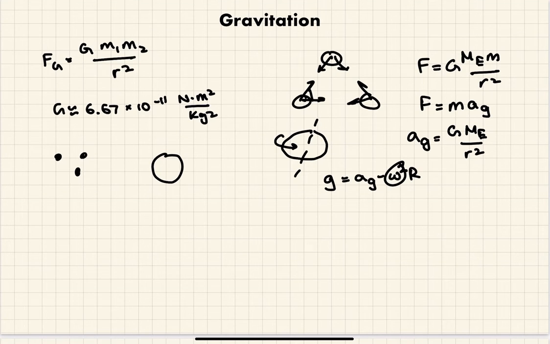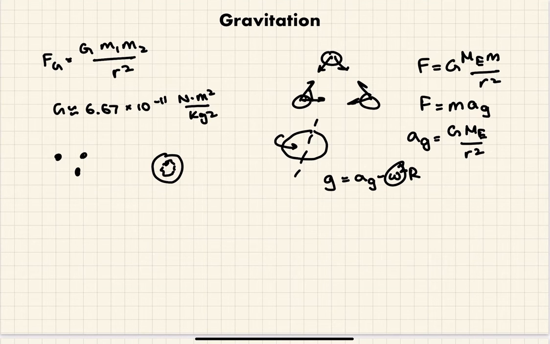Now, what if you have a solid sphere, like the Earth? If you're outside the solid sphere, again, we know what that equation is. That's just Fg equals Gm1m2 over r squared. But make sure it's the radius from the center. I cannot stress that enough. What if you're inside the Earth, though?